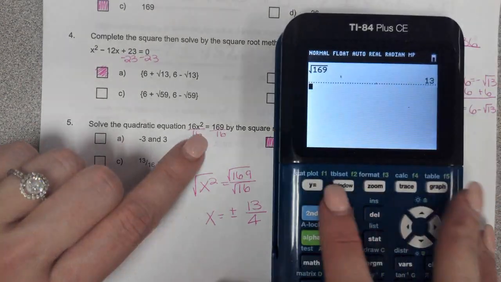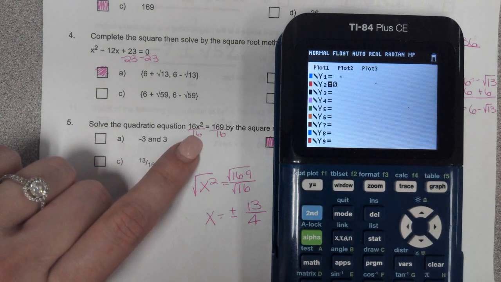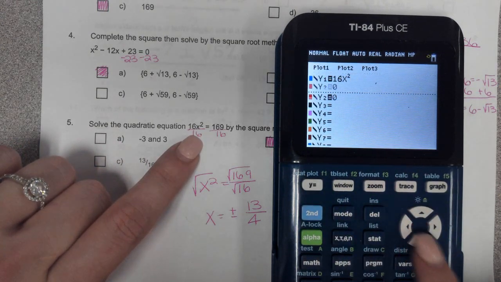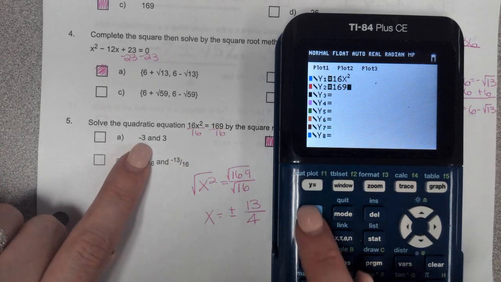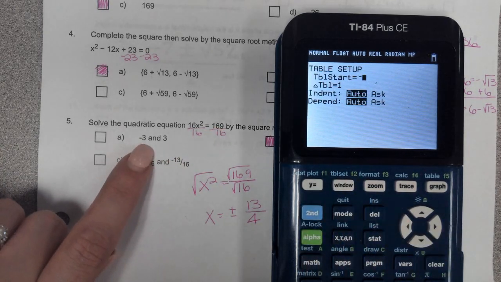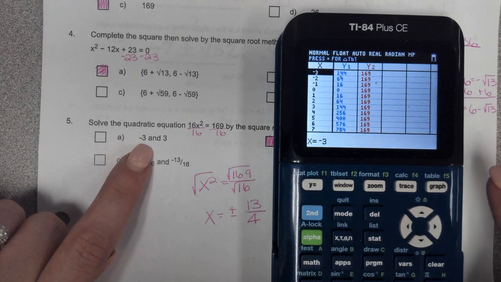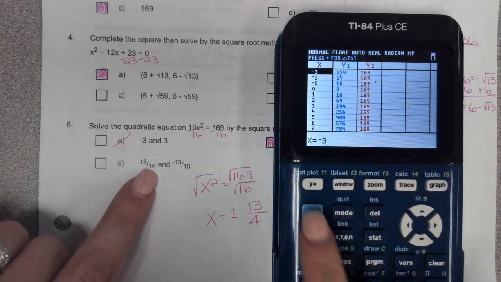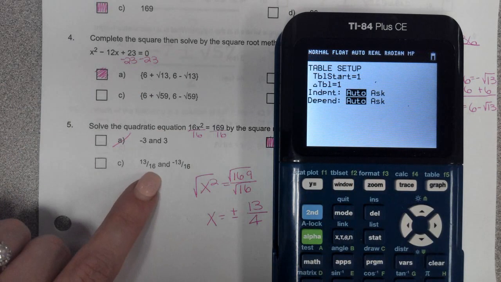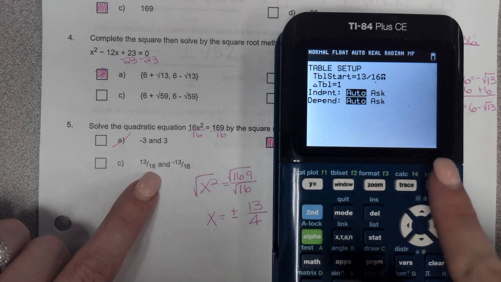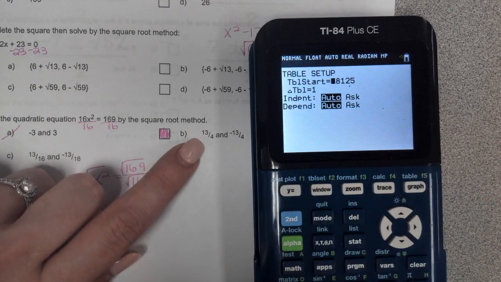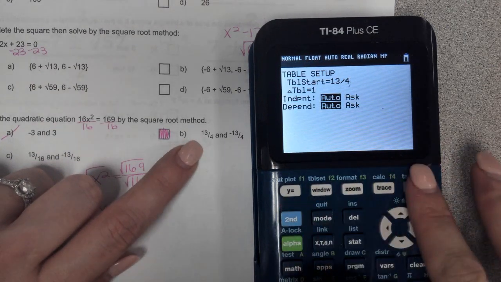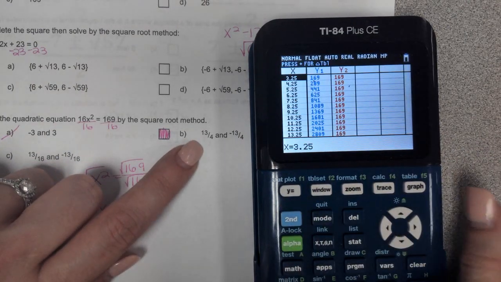And again, you can check this on your calculator. In y1, I'm going to put 16x squared. In y2, I'm going to put 169. Second window, let's jump to negative 3. Nope, it's not that one. Second window, let's jump to 13 divided by 16. Nope, not that one. Second window, 13 divided by 4. Yep, they're exactly the same there.